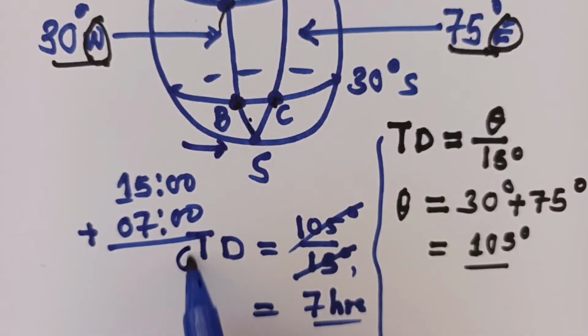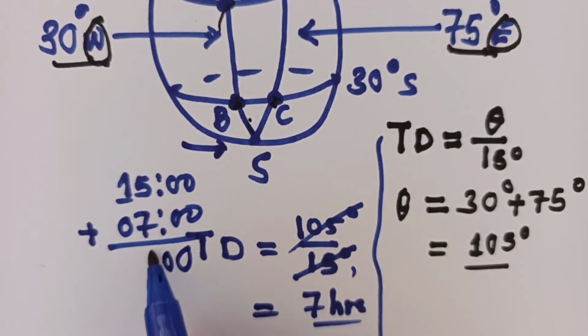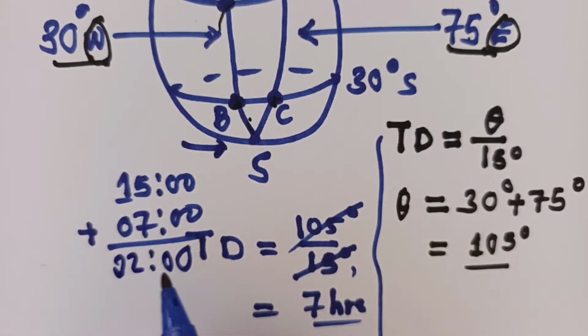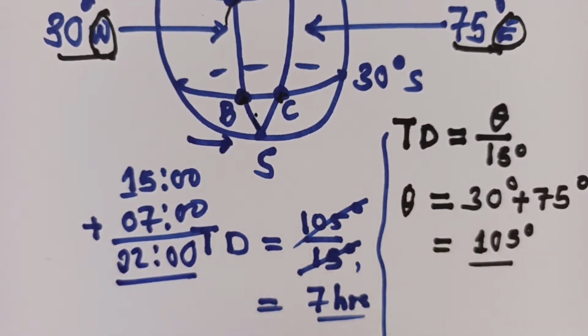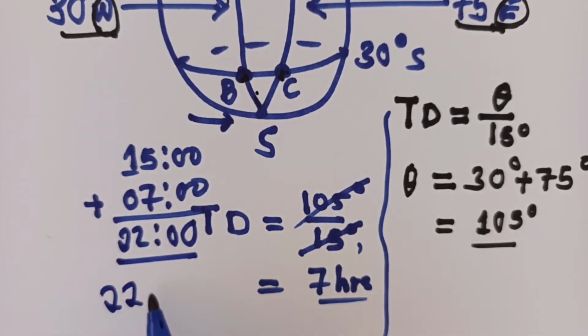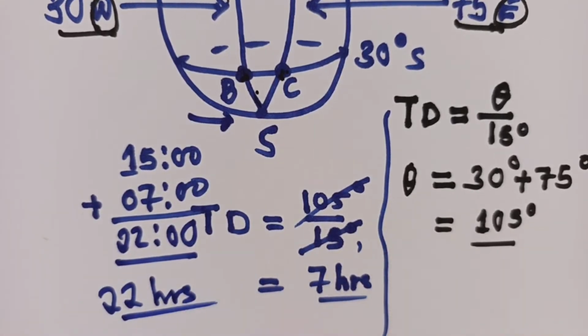And this, of course, is going to give us 0, 0. Here it will be 22. So the time at C is 22 hours. So that's what you need to know.